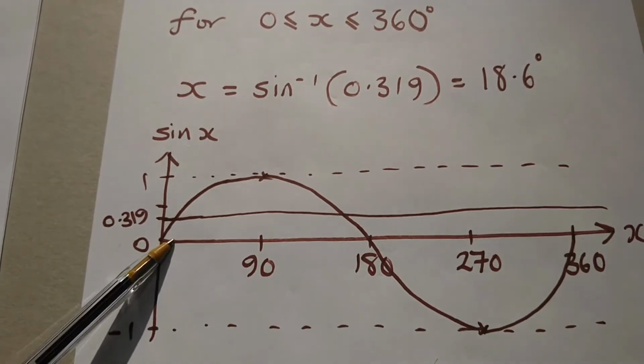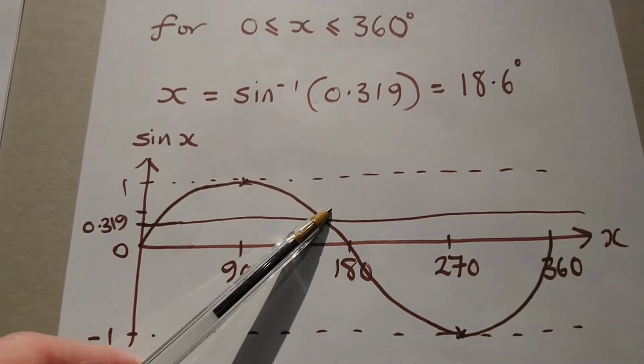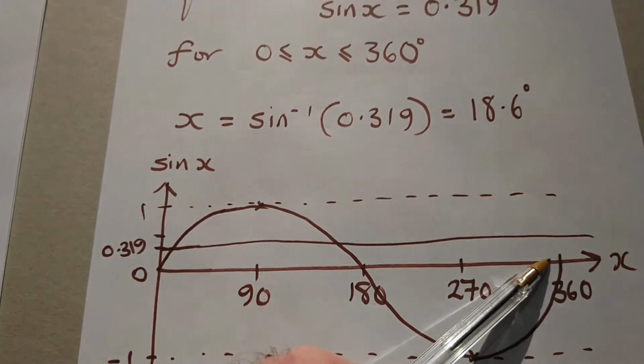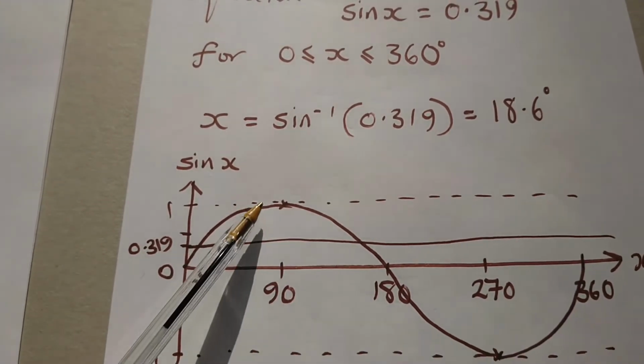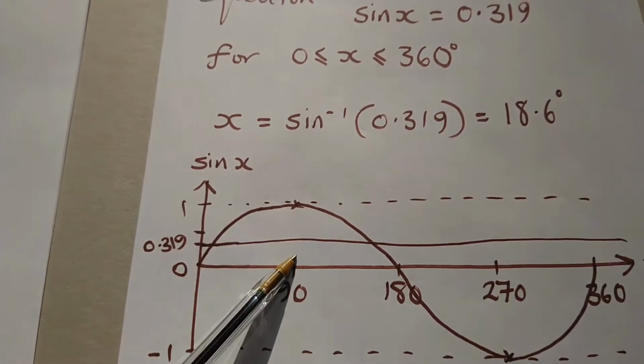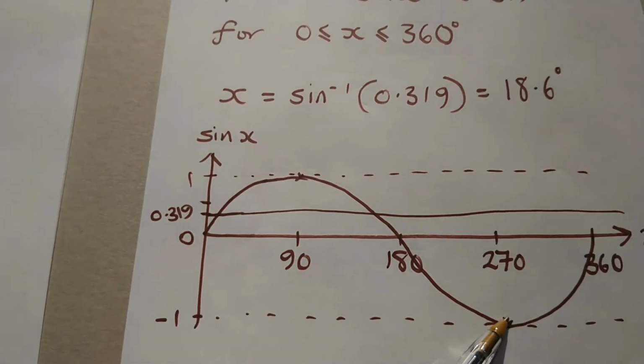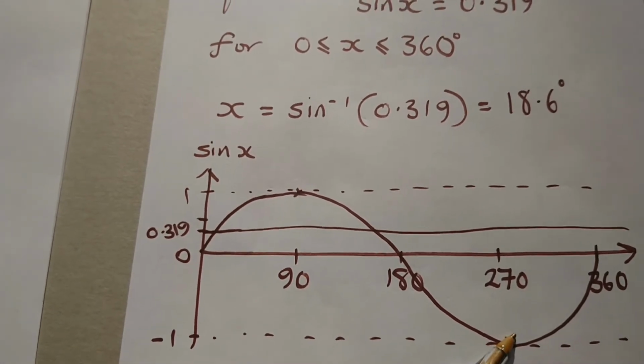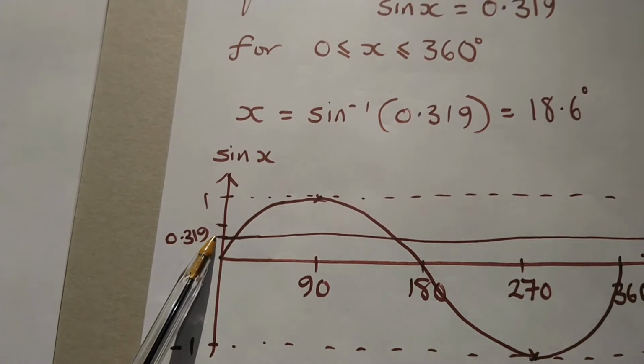So we've got an oscillating curve. One complete cycle takes 360 degrees. It reaches a maximum of 1 at 90 degrees and a minimum value of -1 at 270. And then what we have to do is look at the decimal value.